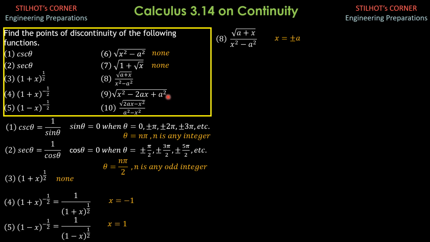Number 7 has no denominator. We can rewrite this as x minus a quantity squared, square root of quantity x minus a quantity squared. So there's no point of discontinuity within its domain.